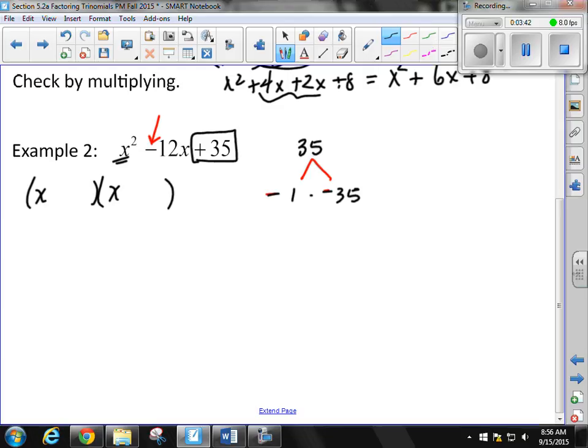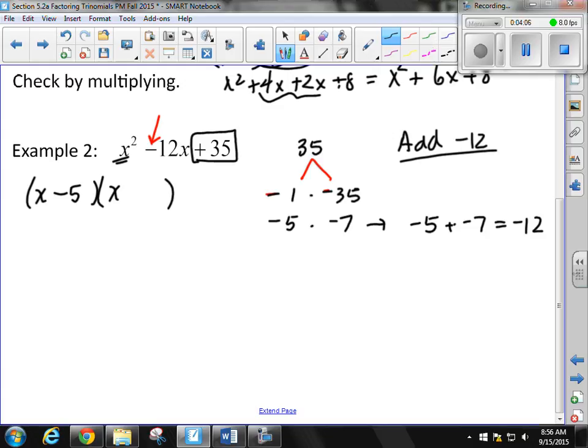2 is not a factor. 3, 4, 5 is a factor. Negative 5 times negative 7. And those are all my possible factors. I need that middle coefficient, or I need to add to get negative 12. Negative 5 plus negative 7 is negative 12. So in my parentheses, I will have x minus 5, x minus 7. Got a couple more examples to show you.